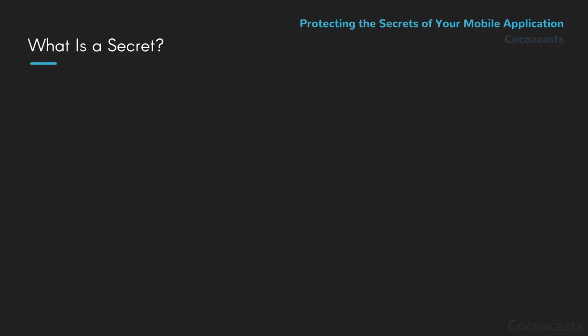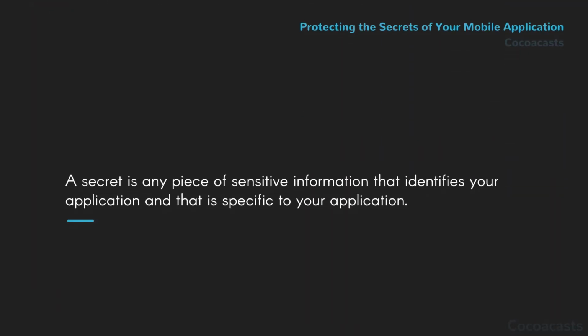I define a secret as any piece of sensitive information that identifies your application, and that is specific to your application. Your application uses secrets to identify and authenticate itself with other services. Examples include API keys and secrets. In the rest of this episode, I use the more generic term secrets.